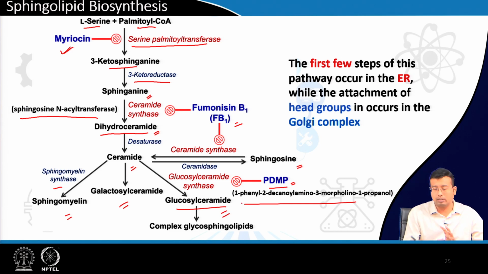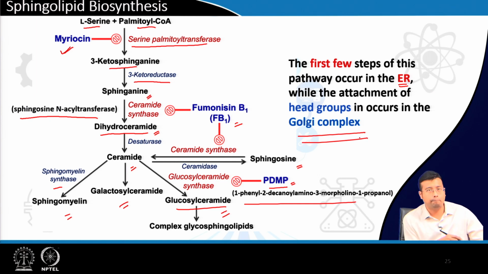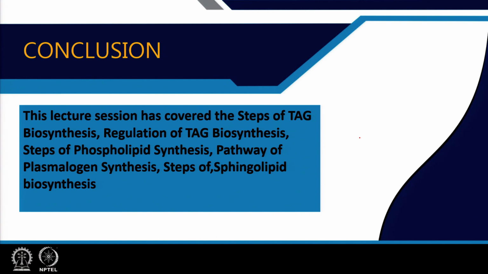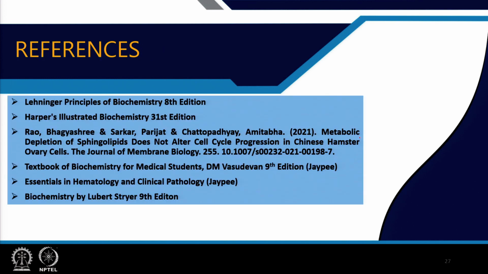Now, one thing to note is the first few steps before the addition of head groups for all these take place in the endoplasmic reticulum, whereas the final steps, that is the head group attachment, take place in the Golgi complex. Okay. So, this was about the biosynthesis of triacylglycerol, phospholipid, plasmalogen as well as sphingolipid biosynthesis.